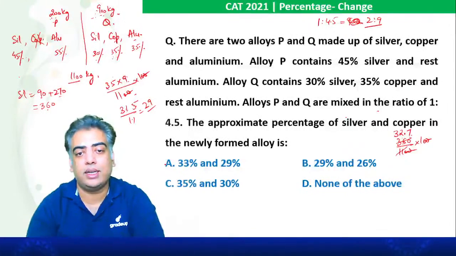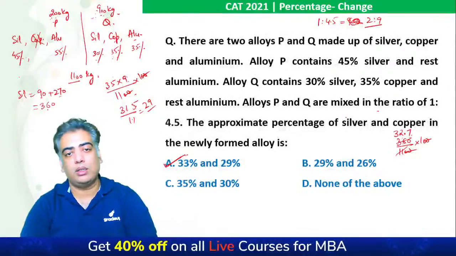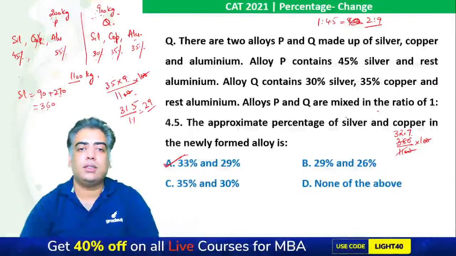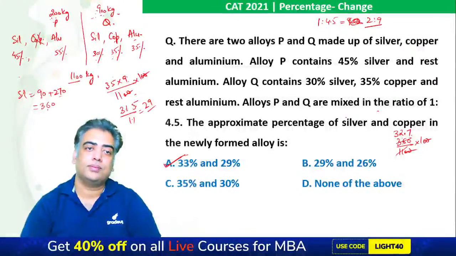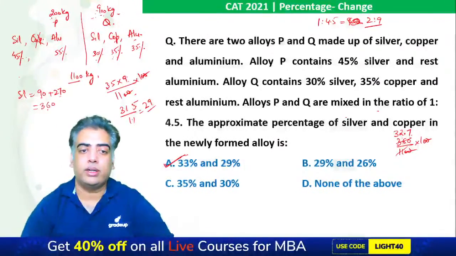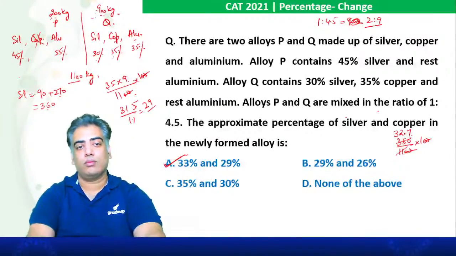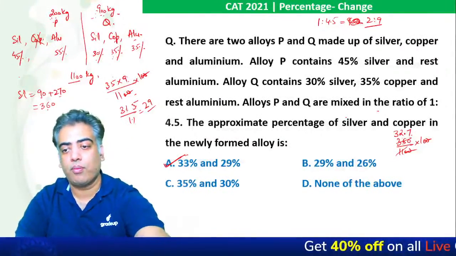So we can clearly say that the approximate percentage of silver and copper in the newly formed alloy will be 33 and 29%. So guys, please check it out. I hope it is clear to each and every student. Okay, so let's move on.